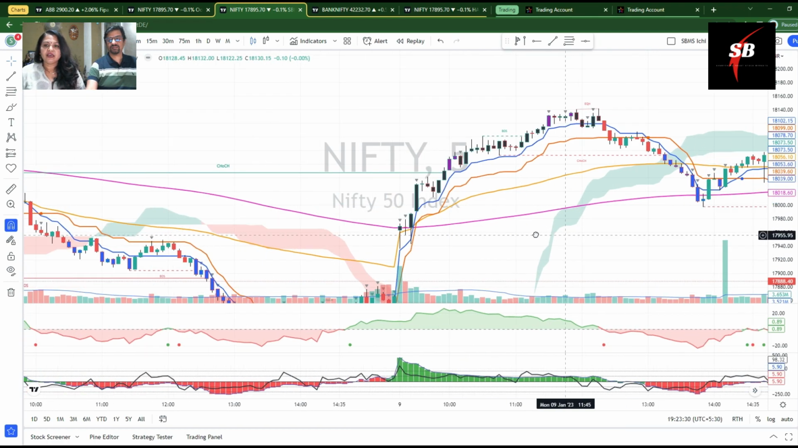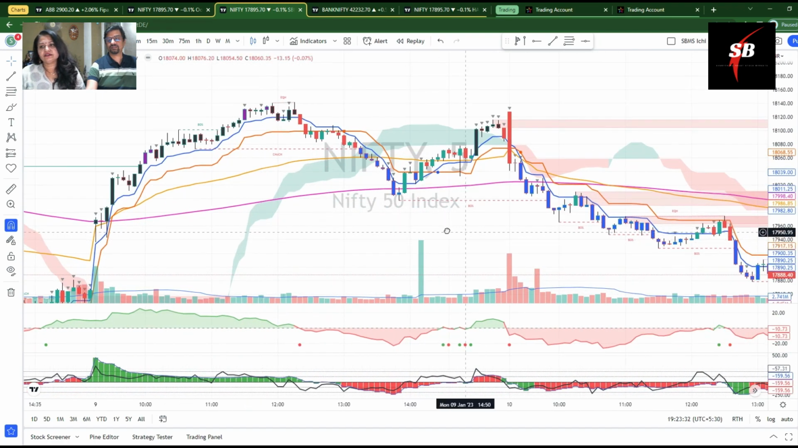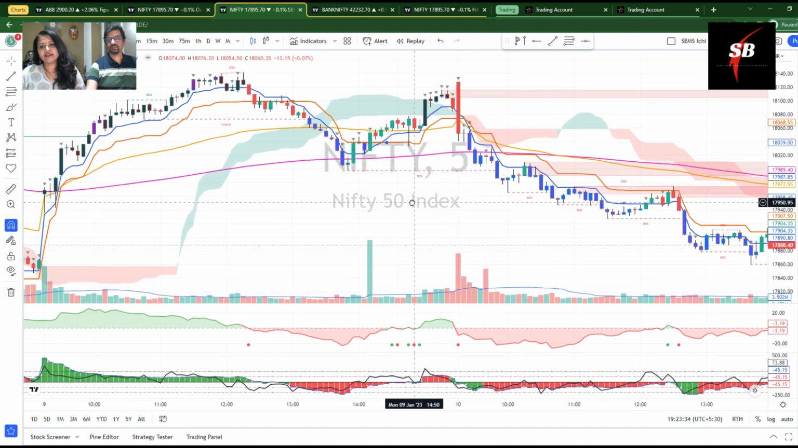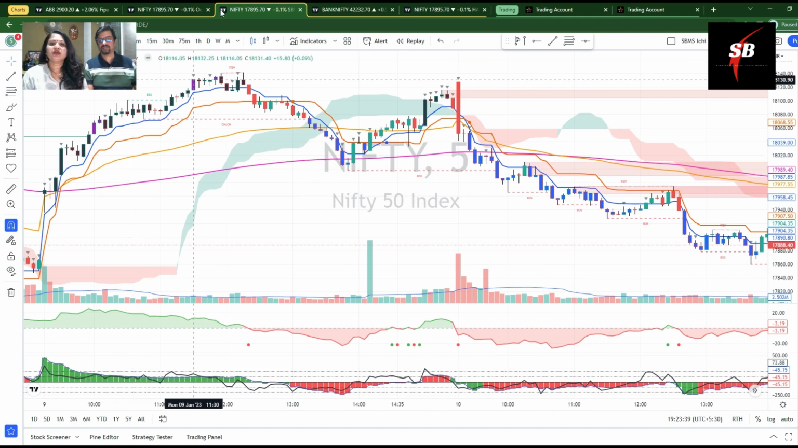wave indicator, and we have another indicator which is a combination of Ichimoku cloud as well as moving averages. This has a VWAP, the Ichimoku cloud parameters, a little tweaked, and a super trend also. And this is one indicator.